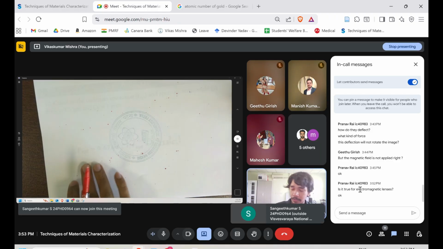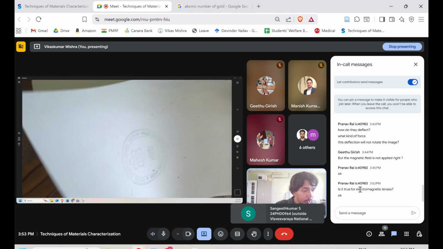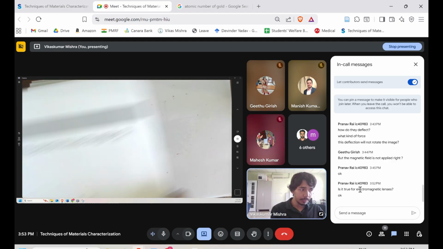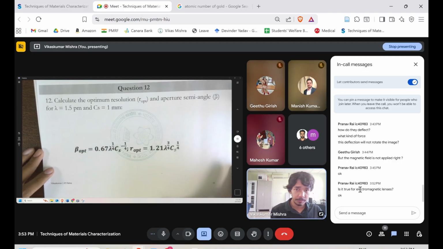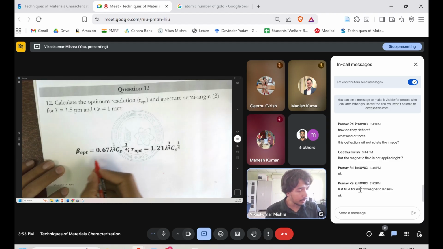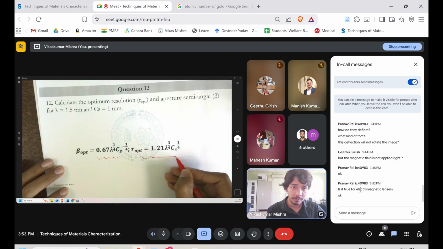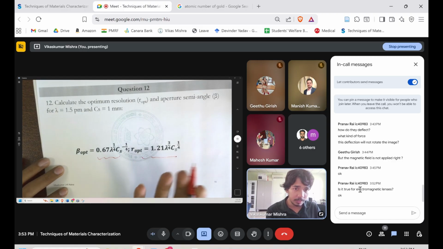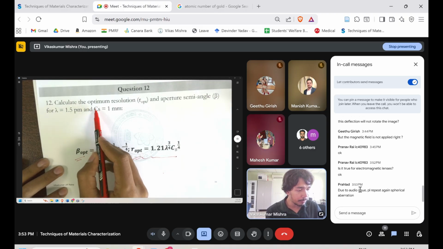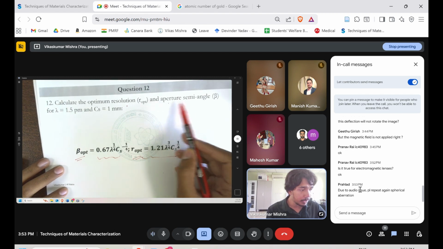With that, we have solved question number 11. Let's go ahead and solve question number 12. You will find the same or a similar question in the class assignment, week 3 assignment. My advice to those who are giving the exams of this course: you should know how things vary and what factors they depend upon. We have to find the optimum resolution, aperture semi-angle.